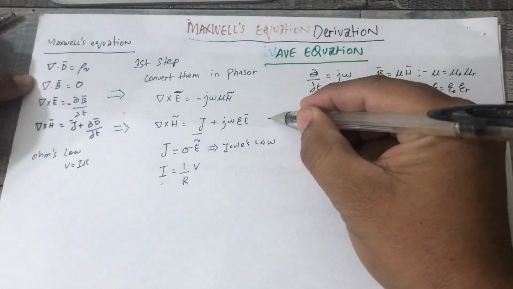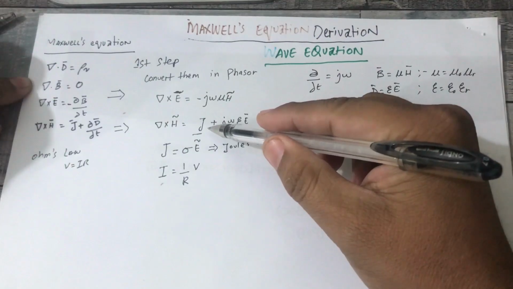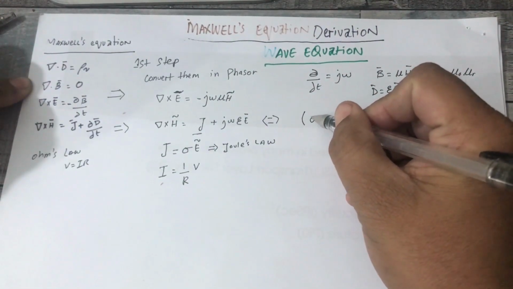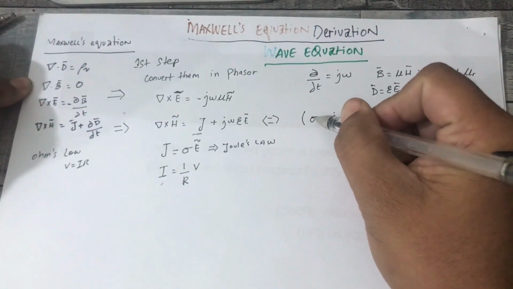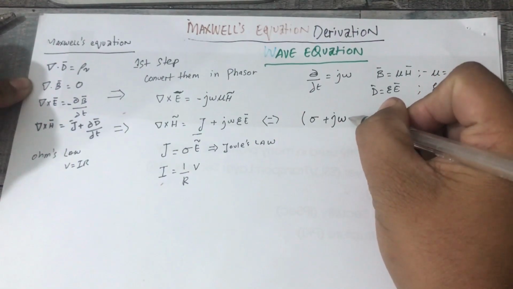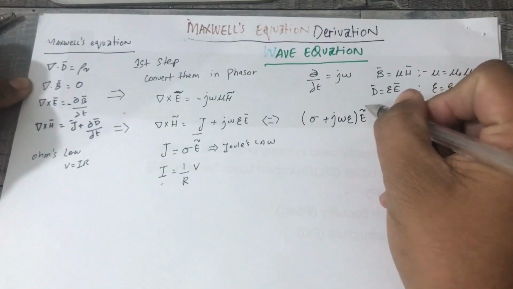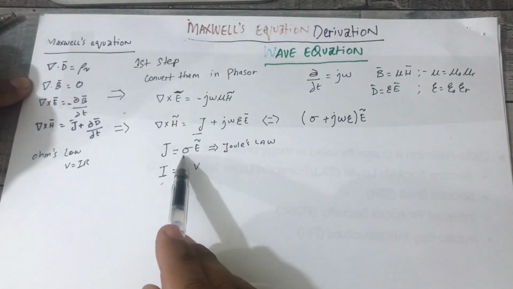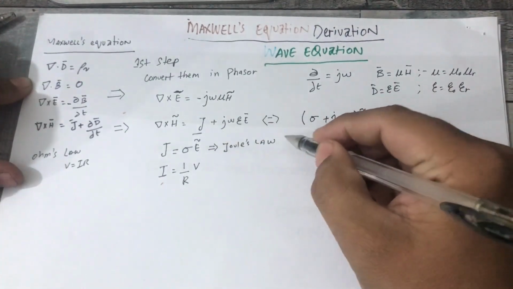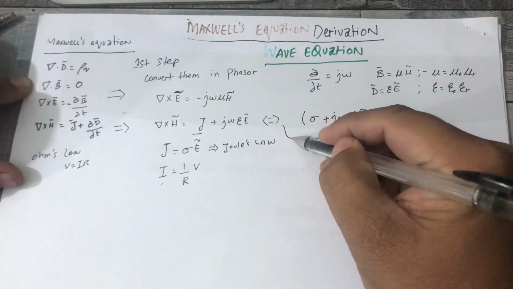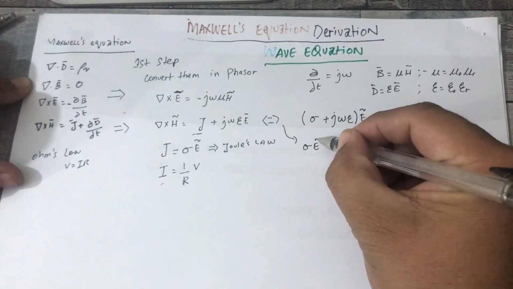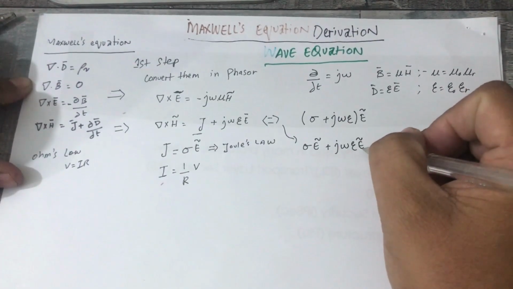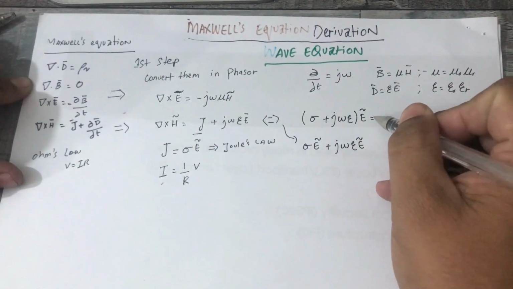So I'm going to make this replacement on this side. Once I make that replacement, this particular equation would become something like this: sigma plus j omega epsilon times E tilde. This left side would become this. What did I do here? In place of J, I made this replacement. So let's do this step again in a different way. Instead of J, I'm rewriting this equation here. So J is conductivity times E plus j omega epsilon E. I took out the common factor, which is the electric field. So once I take this out, I'll end up with this equation.